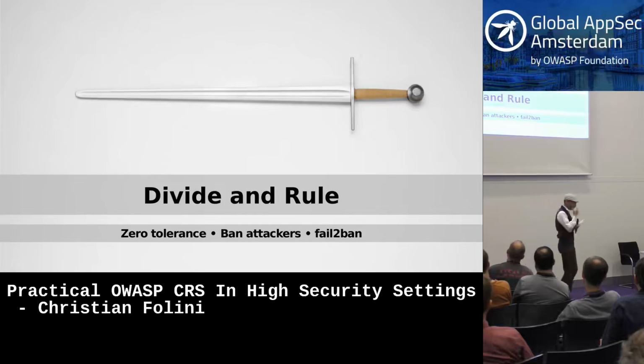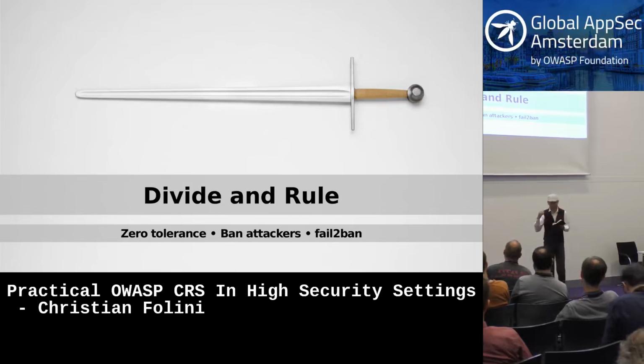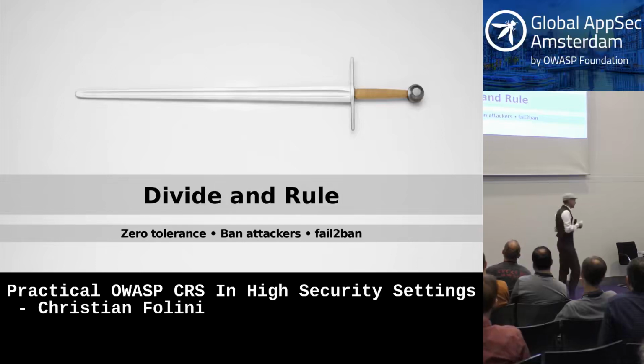Good. So that's about as far as you can go with CRS in a high security setting. If you want to raise the security even higher, you need to turn to whitelisting. CRS, as I've explained, is a blacklisting rule set. Whitelisting is the other way around.